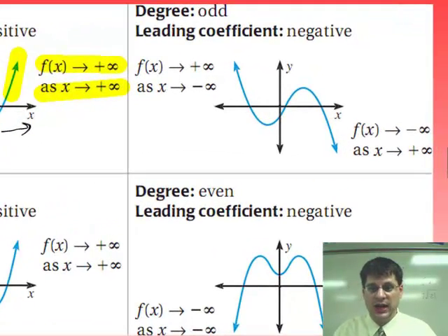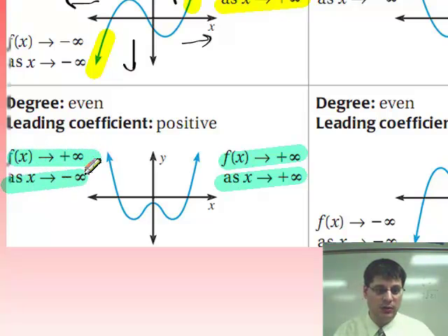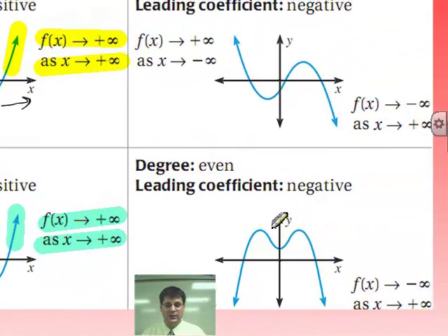So we would express that as f of x approaches positive infinity as x approaches positive infinity, and on the left end behavior, f of x approaches positive infinity as x approaches negative infinity. So as it's going to the left, it's going up, and as it's going to the right, it's also going up. And if the degree is even but the leading coefficient is negative, it's going to open down.